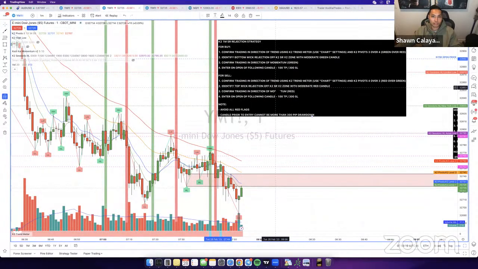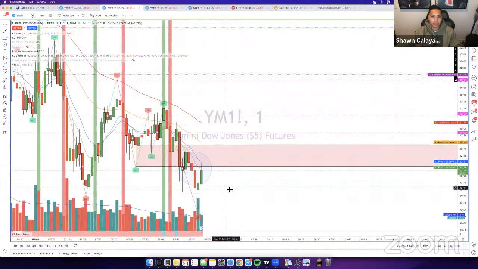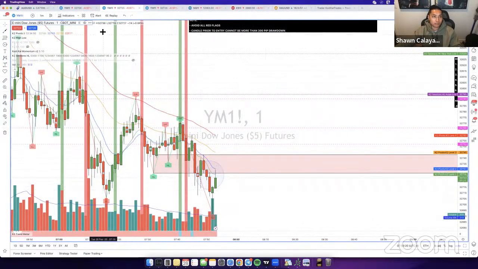Identify top of rejection off the SR zone with a moderate red candle. So with that said, I had this right here. This is the entry that I took off this specific red candle right here. We're looking for a sell here. Obviously, all the time frames are bearish.